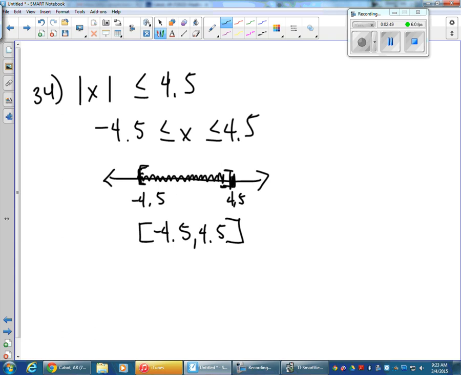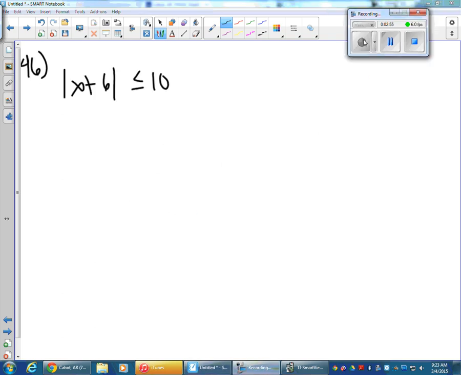Let's try another absolute value problem that's a less than. This is problem 46 in your book, and it says the absolute value of x plus 6 is less than or equal to 10. That means x plus 6 has to be less than or equal to 10 and greater than or equal to -10. It's going to be between -10 and +10.